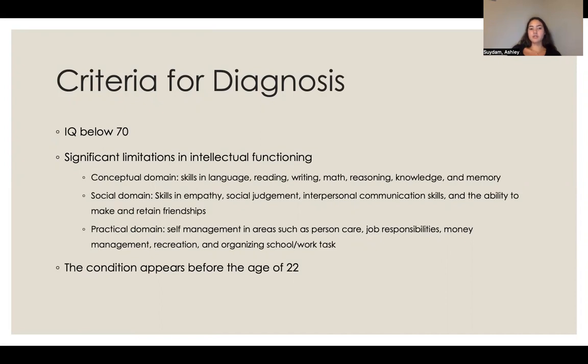The next is the social domain, which is skills in empathy, social judgment, interpersonal communication skills, and the ability to make and retain friendships. Lastly, it's the practical domain, which includes self-management in areas such as personal care, job responsibilities, money management, recreation, and organizing school or work tasks. The last criteria is that the condition appears before the age of 22.